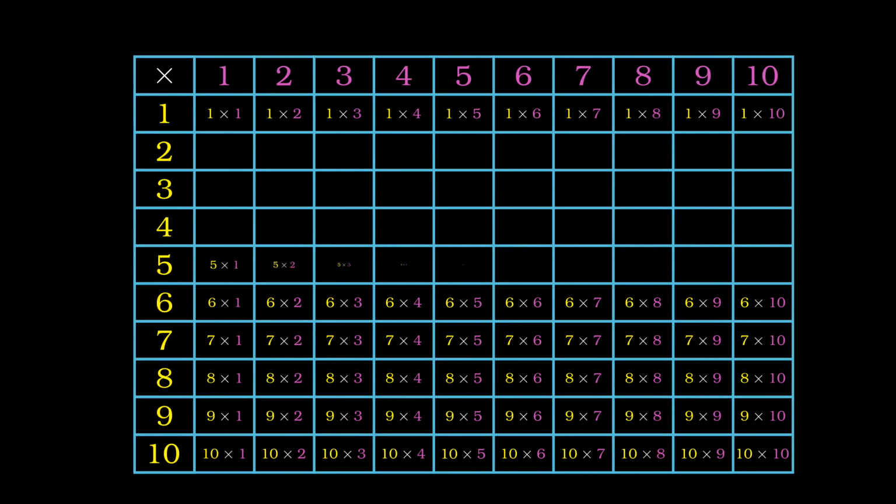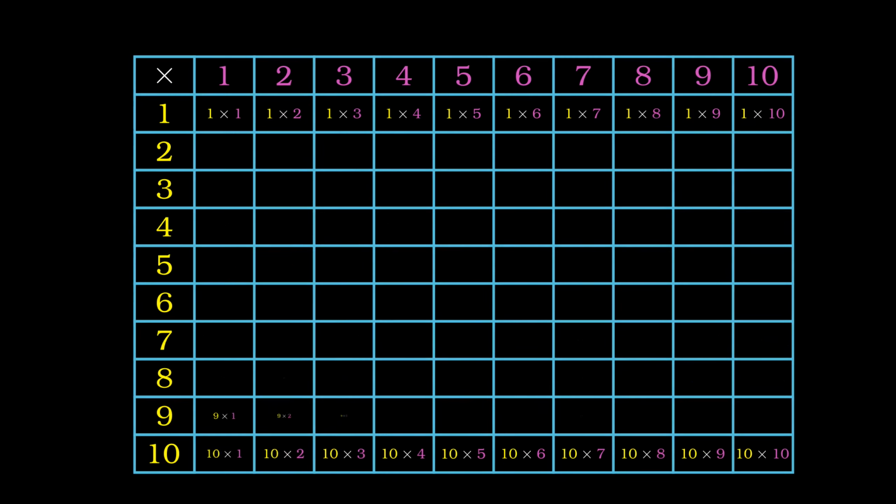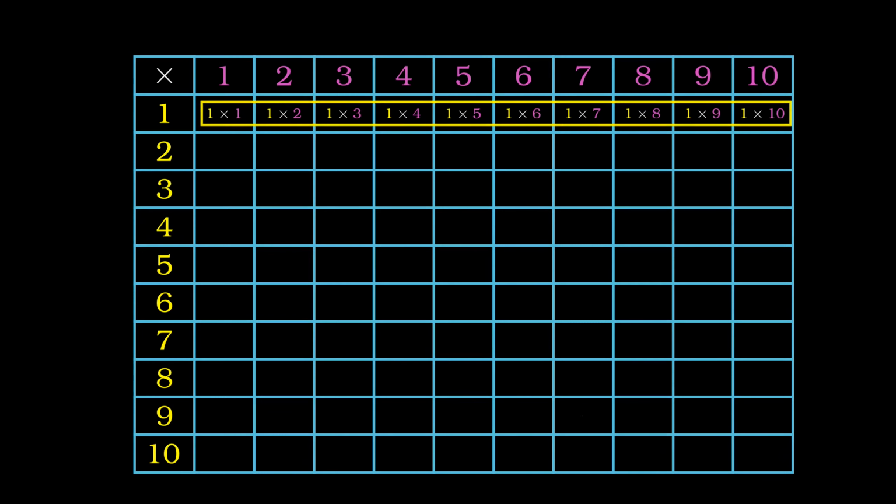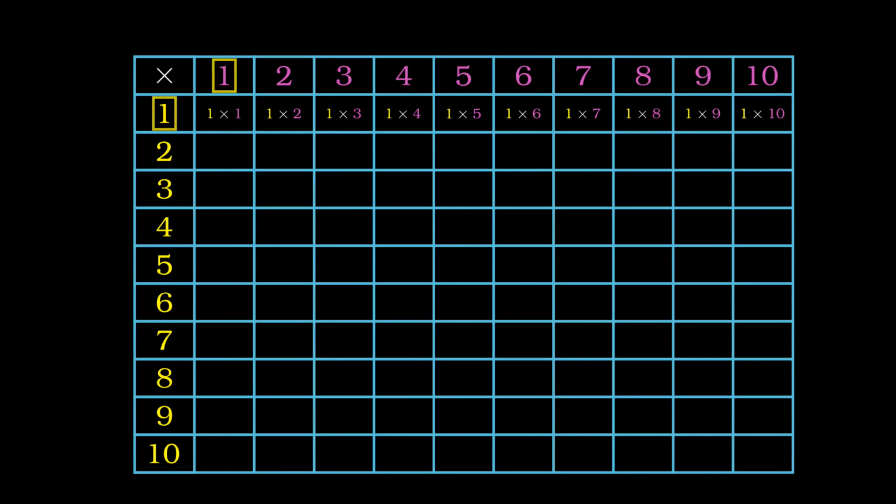Now, let's have a closer look at the first row of our multiplication table. Any number times 1 is basically that number, so 1 times 1 equals 1, and 1 times 2 equals 2, and 1 times 3 equals 3, and so on. After all, if you have one bag of, let's say, 6 apples, well, you only have 6 apples. But what if you had 2 such bags?